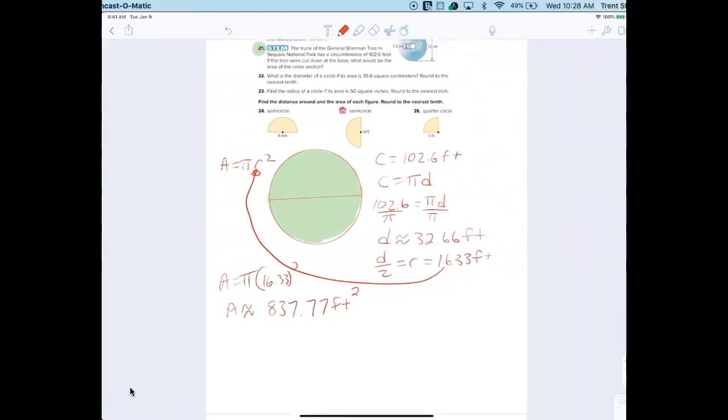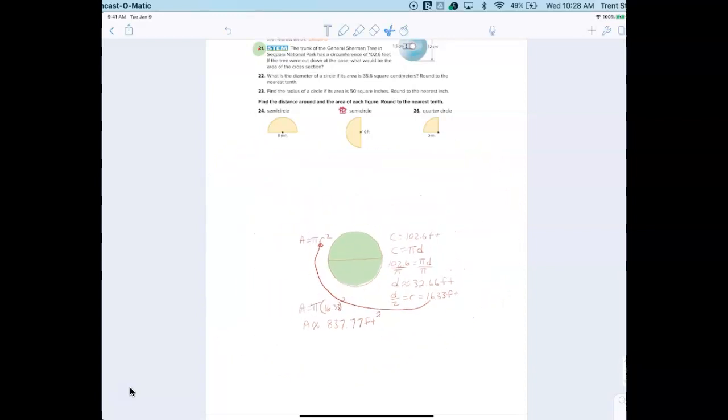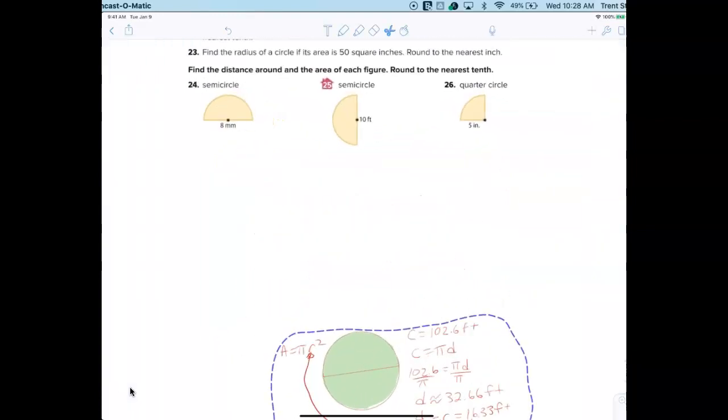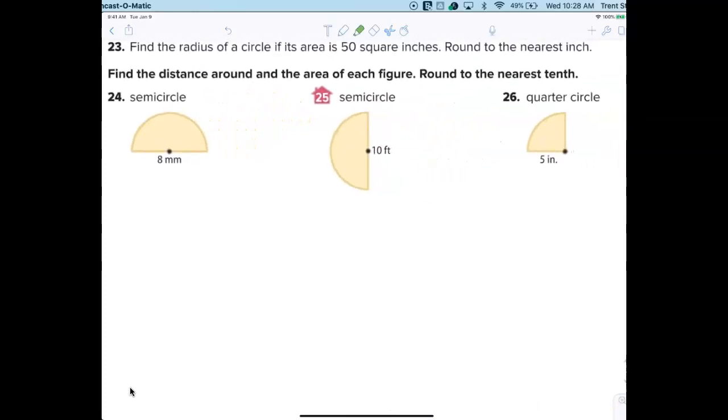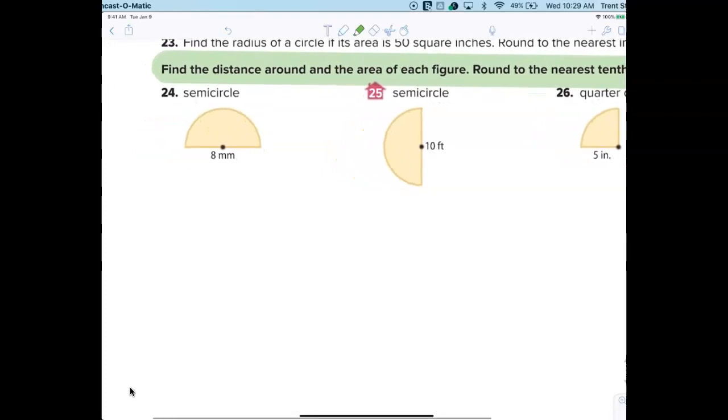Now that I've done that, I'm going to shrink it down a little bit, and then we're going to work number 24 together. So we have to read the directions. Uh-oh, find the distance where? Around and the what? The area. We're finding the distance around and we're finding the area. So there are 2 questions involved. Another really important ERB type thing.